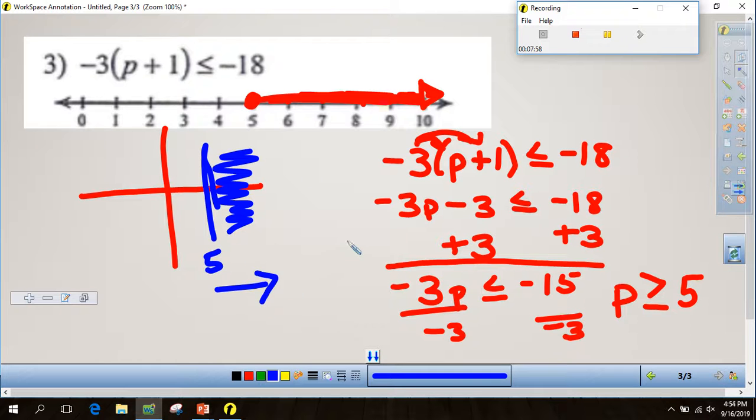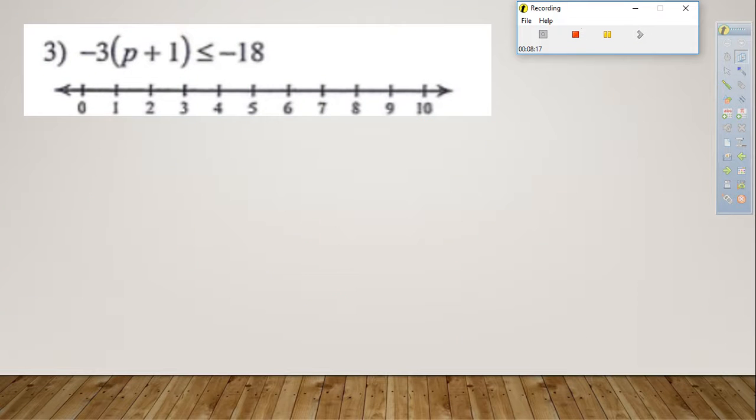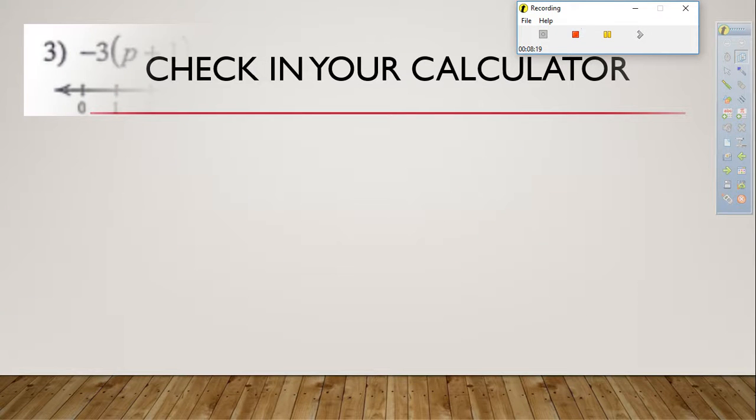Since my shading starts here and goes in that direction, if I took the middle of that symbol out, that would become my new sign. Since it's underlined in my problem, it's underlined in my answer. For this problem it would be p is greater than or equal to 5. Once again, you can always check them in your calculator.